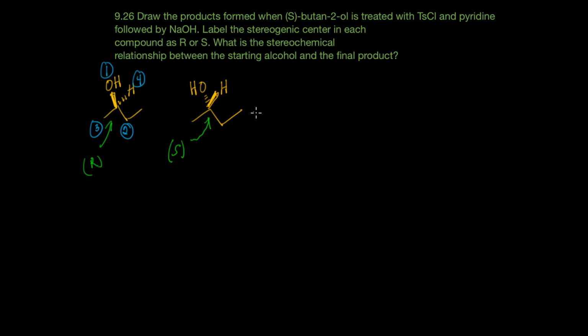And we want to treat this with toluene sulfonyl chloride in pyridine. Remember that in this reaction, there's no oxygen-carbon bond being broken. So what you get is the tosylate. That's still the S configuration. Okay, and then we treat this with sodium hydroxide.